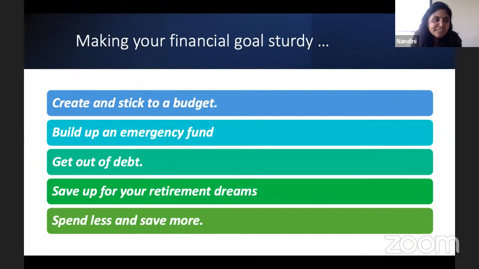मतलब जब हाथ में पैसा होता है, settle your debt. Don't wait for the due date. That is what we keep saying. And save up for your retirement dreams.